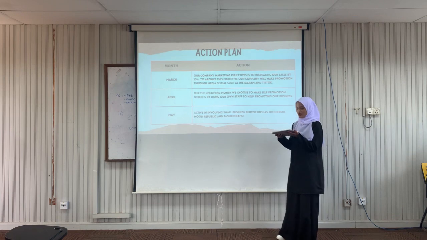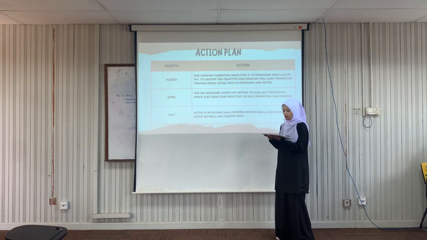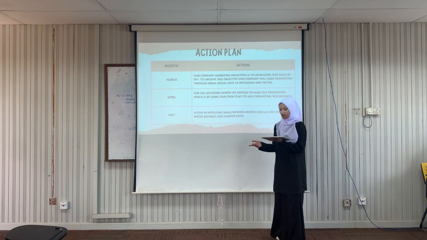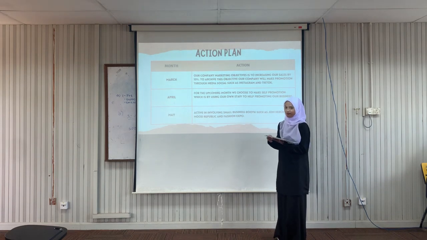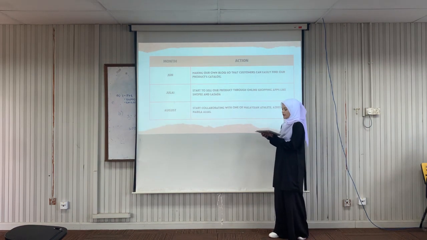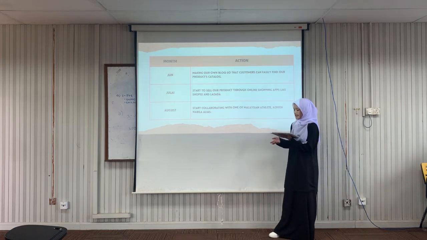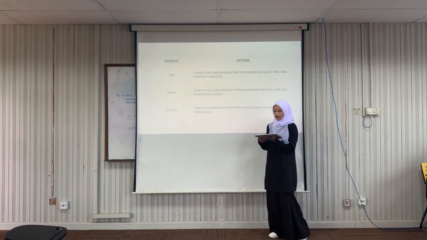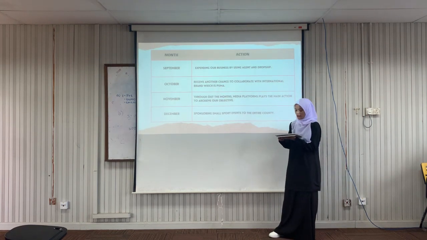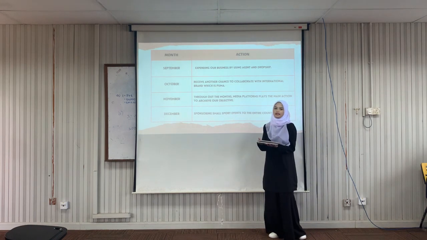In the first month of March, our company's marketing objective is to increase our sales by 10%. To achieve this objective, our company will make promotions through social media such as Instagram and TikTok. In the middle of the year, we will start to sell our product through online shopping apps like Shopee and Lazada. In the last year, we will sponsor small sport events across the entire country.